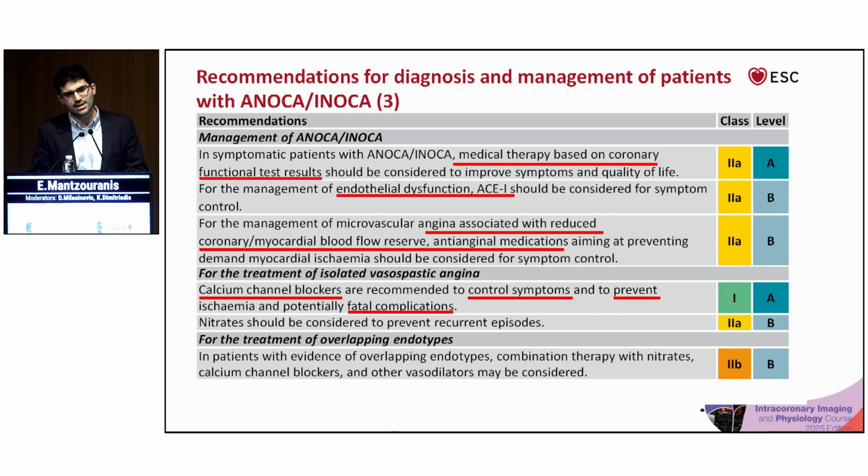according to guidelines, there are class 2A indications that medical therapy after these tests, targeted and based on the endotype that we diagnose, should be considered because it can improve symptoms and quality of life. Generally, for the management of endothelial dysfunction, ACE inhibitors and statins should be considered. But for microvascular angina associated with impaired vasodilatation, further antianginal medication should be considered, as I will show you in a moment. For the treatment of vasospastic angina, this is for the first time a class 1 indication that calcium channel blockers are recommended to control symptoms, but also to prevent ischemia with potentially fatal complications. Not only symptoms and quality of life, and nitrates also should be considered to prevent recurrent episodes.